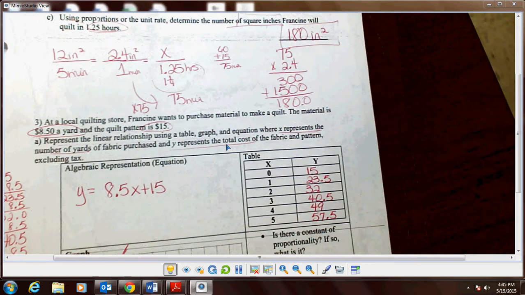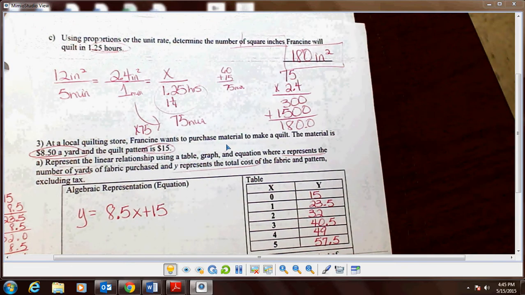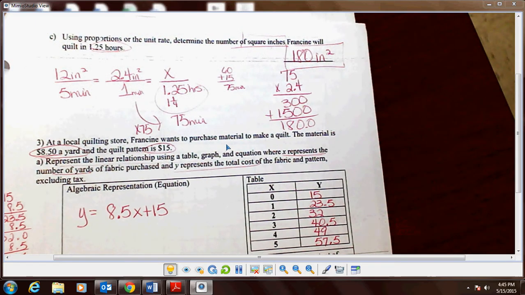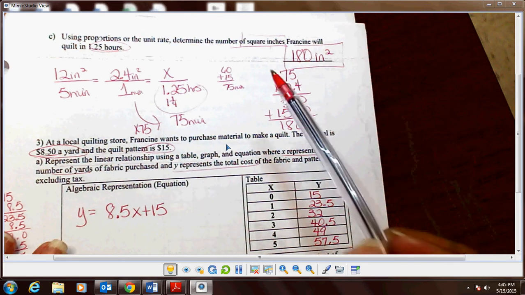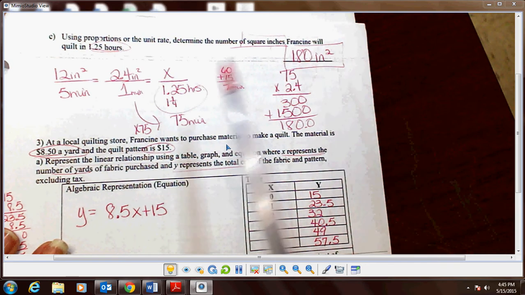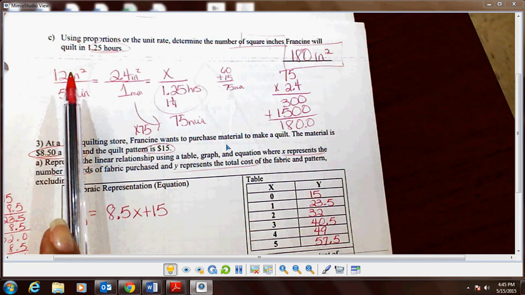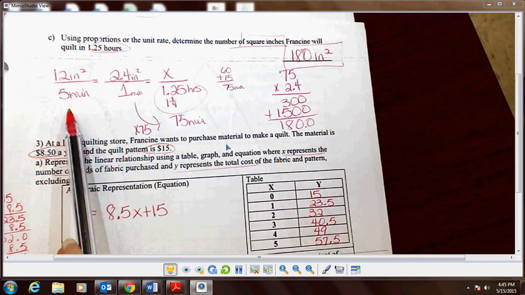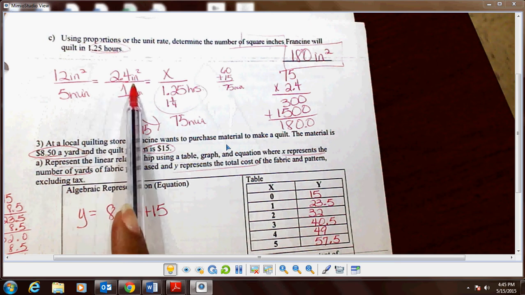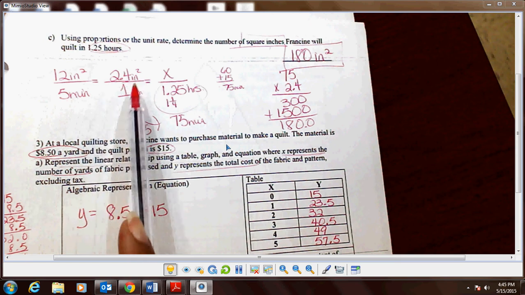Okay, part C. You're working off the same exact problem. So that means you have to use that unit rate. So it says determine the number of square inches Francine will quilt in 1.25 hours. Well, if you know she does 12 inches squared in 5 minutes, which took us to our unit rate of 2.4 inches squared per minute.